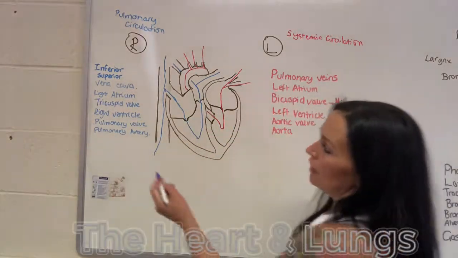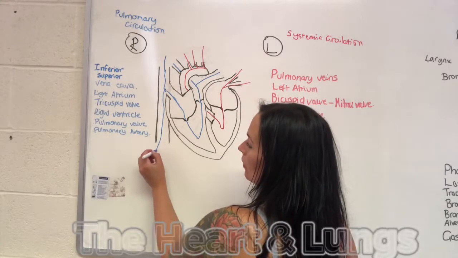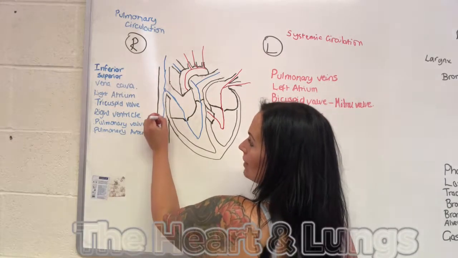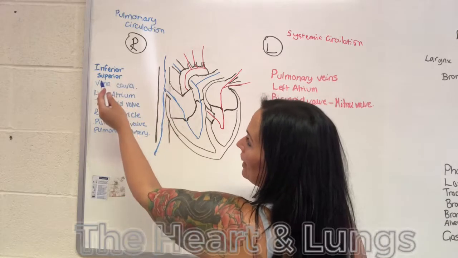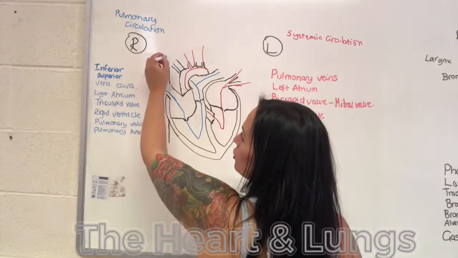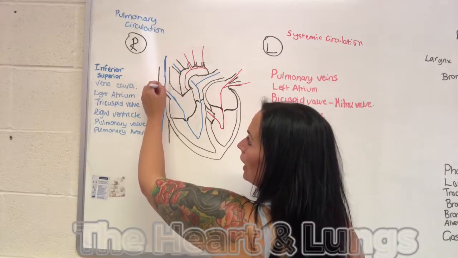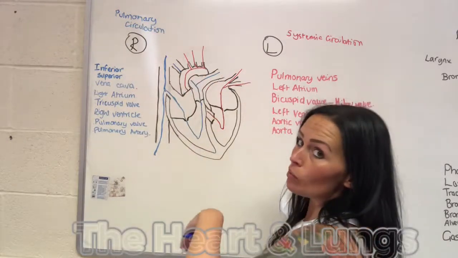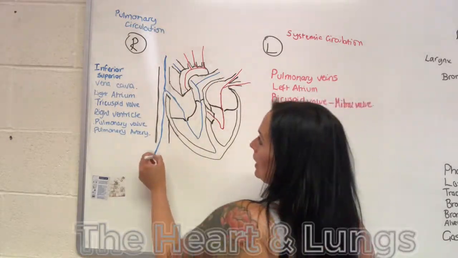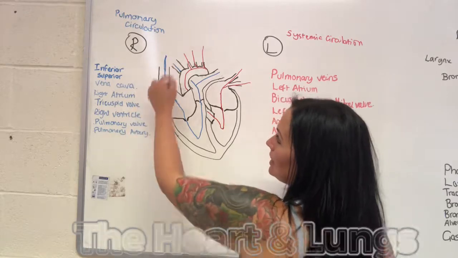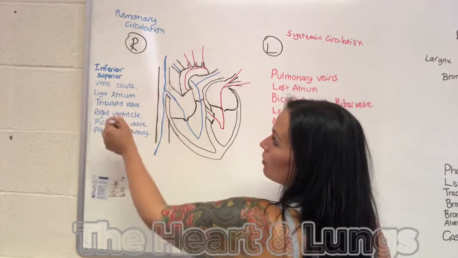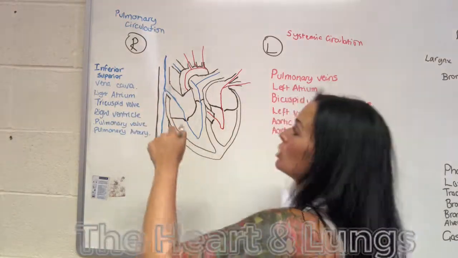Okay, so the inferior being the bottom end and up, and the superior being the top. So superior is always on top and inferior is always underneath. So the inferior and superior vena cava, and that's this bit here. So that's where the blood arrives deoxygenated.